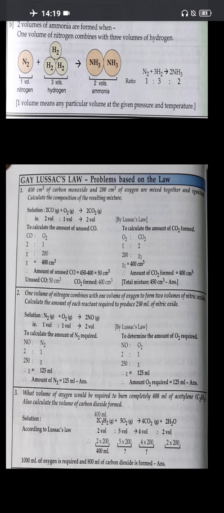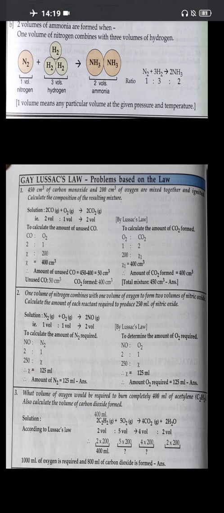Now let us take a quick look at question number 2. One volume of nitrogen combines with one volume of oxygen to form two volumes of nitric oxide. Calculate the amount of each reactant required to produce 250 milliliter of nitric oxide. So first thing, I'm going to write the balanced equation. So N2 is nitrogen gas. It reacts with O2, oxygen, to form nitric oxide. The formula is NO. So the balanced equation is N2 plus O2 gives you 2NO.